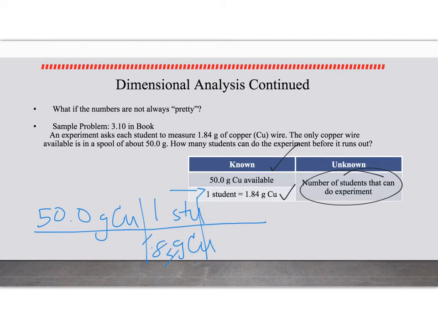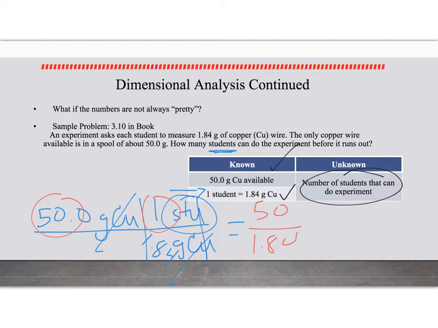So I am looking for students. I have the students as my last available unit because I can cross out the grams. I'm left with the unit that I'm looking for because that's what the question is asking me. So now I just perform my math, where 50 times 1, so I multiply everything across. 50 times 1 is 50 over 1.84.